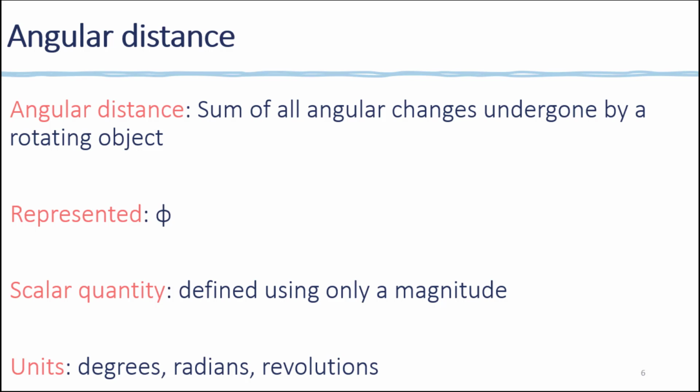Now that we've seen angular displacement, let's compare it with angular distance. So the angular distance is the sum of all angular changes that have been undergone by a rotating object. It's denoted by the Greek letter phi. And the important distinction between distance and displacement, as you know, is that distance is a scalar quantity. So it's independent of direction. It's only defined using a magnitude. And it has the same units as displacement, so degrees, radians, and revolutions.